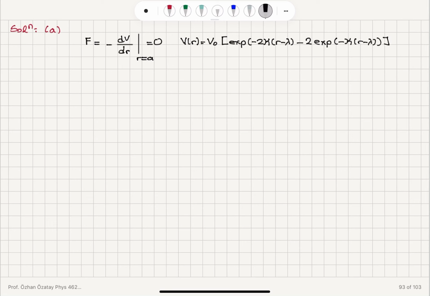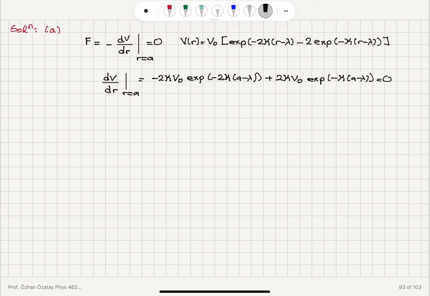So if I take the derivative dV/dr and evaluate it at r equal to a, this will be minus 2κV0 exp(-2κ(a - λ)), and then we have plus 2κV0 exp(-κ(a - λ)), and this should be equal to 0.